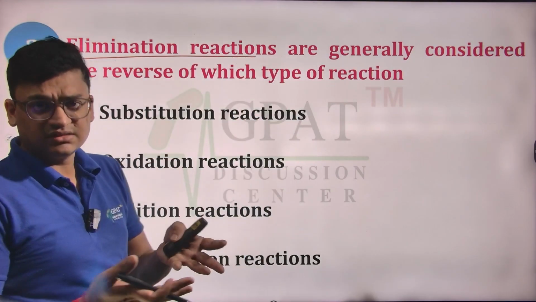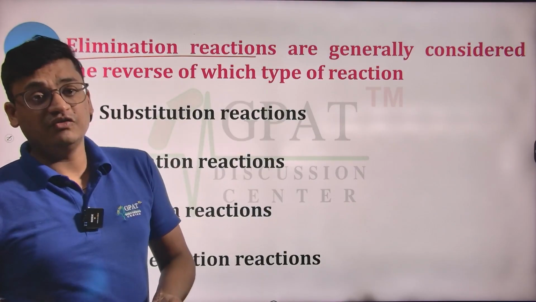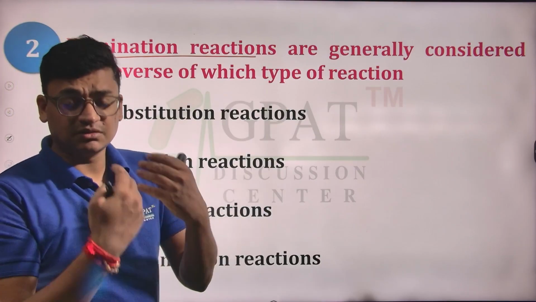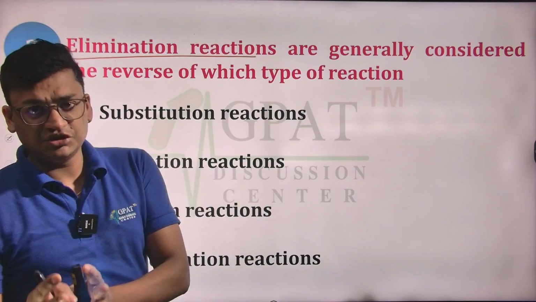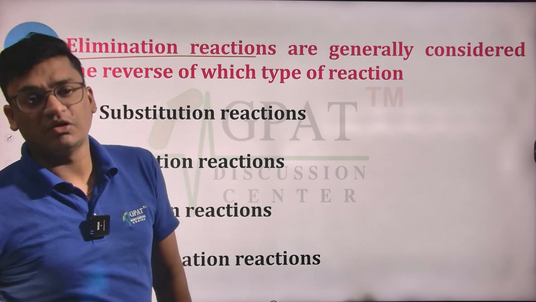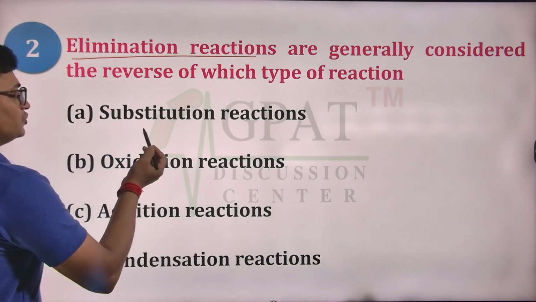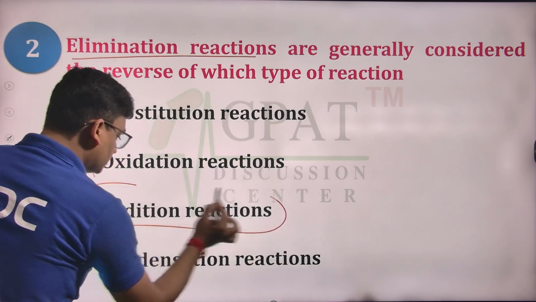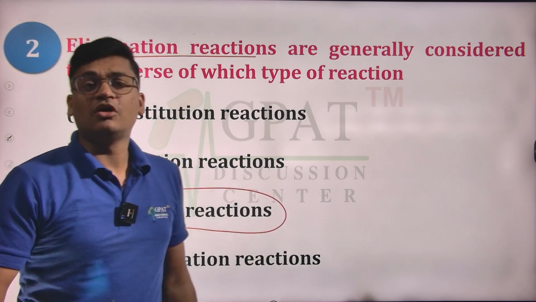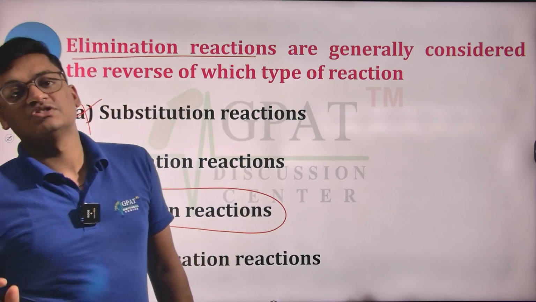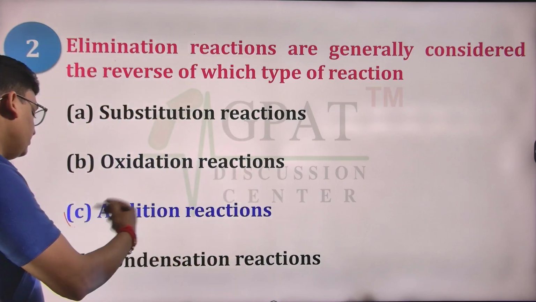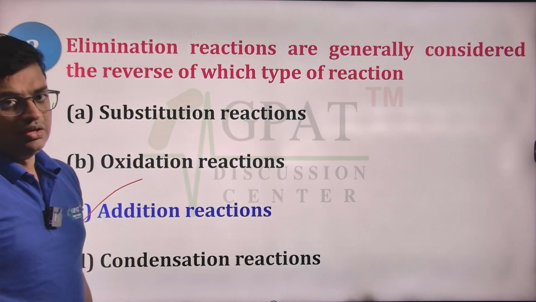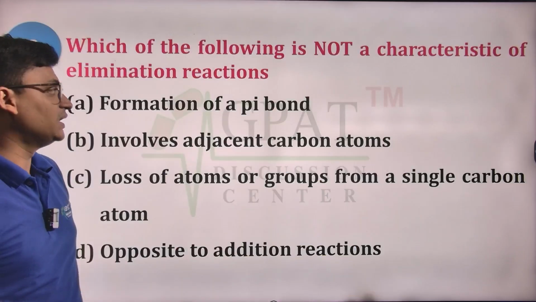Next question: elimination reactions are generally considered the reversal of which type of reaction? Addition reactions, simple. In addition, we have addition of some groups to the substrate, while in elimination we have elimination of the groups, eliminating the species. So this will be the reverse of, not substitution, not oxidation. Yes, that will be addition. Addition is the reverse of elimination, or you can say elimination is the reverse of addition reaction. So C will be the right answer for this question.